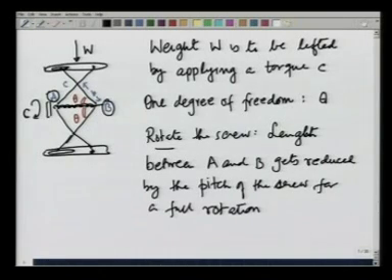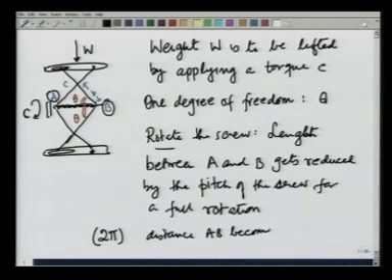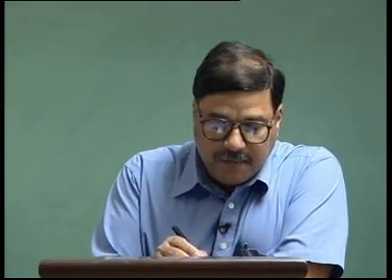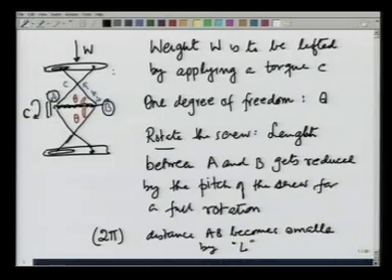So, what is given is that when I make a full rotation, that is a 2 pi rotation, the distance AB becomes smaller by L, the length L, which is the pitch of the screw. When A and B come closer, this platform gets lifted because this point gets lifted.